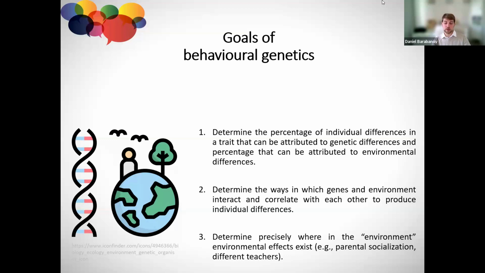environmental effects exist. So, for example, is it parental socialization? Is it the influence of different teachers? Or is it books which affect us, or television or YouTube channels, for example? So we need to determine all three. So again, the percentage of individual differences that are attributed to genetic and environmental factors, the ways in which genes and environment interact and correlate, and finally, precisely which environmental factors influence this difference.